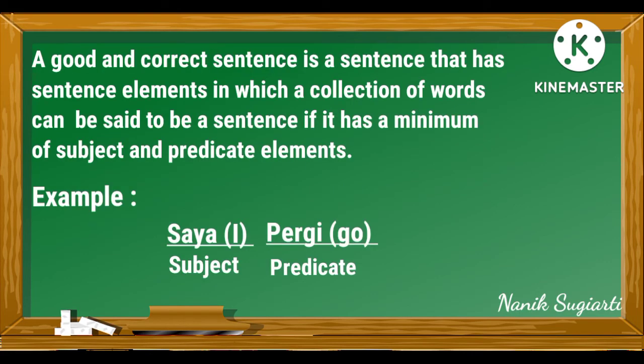A good and correct sentence is a sentence that has sentence elements. A collection of words can be said to be a sentence if it has a minimum of subject and predicate elements. Example: saya, I, subject, pergi, go, predicate.